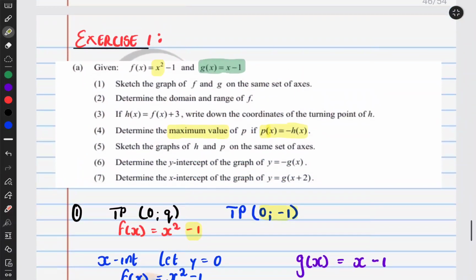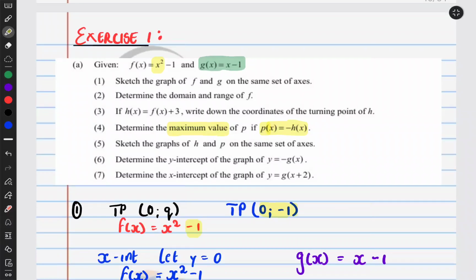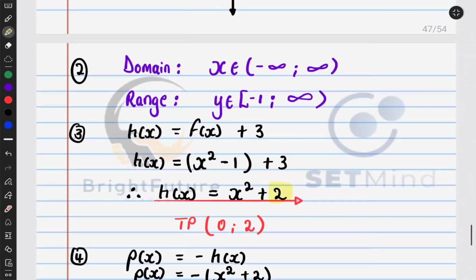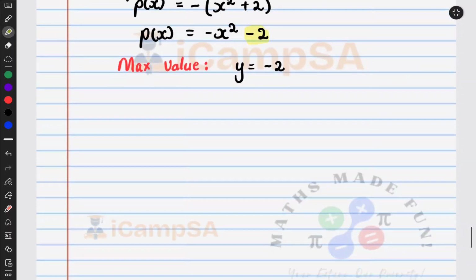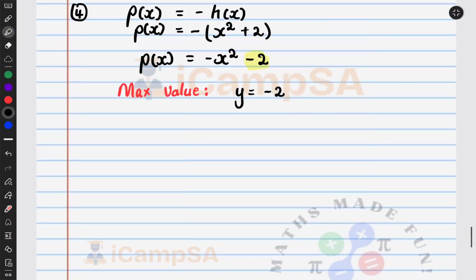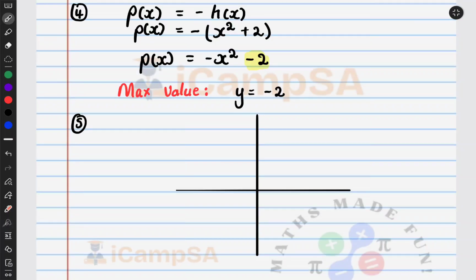Okay, sketch the graph of h and p on the same set of axes. For the graph of h, this is going to be number 5. So we have the graph of h and p, these two graphs.